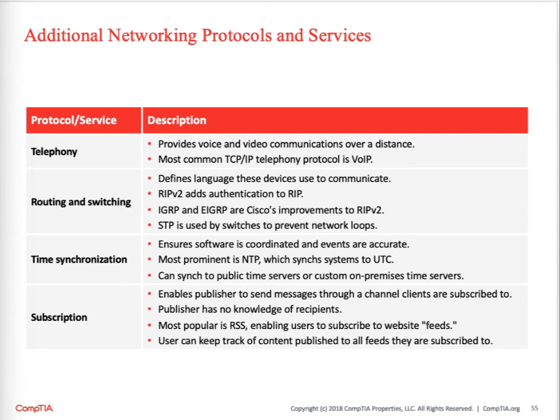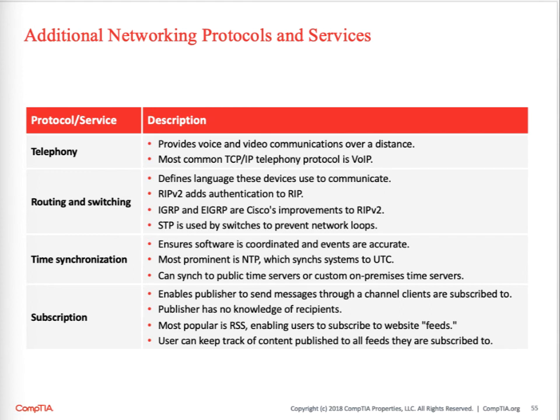So one of the most common switching protocols is going to be Spanning Tree Protocol, and this is going to attempt to prevent network loops by disabling links wherever it's necessary. That way we don't get stuck in a loop.